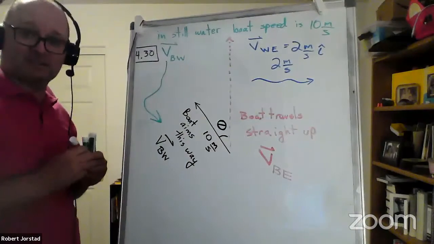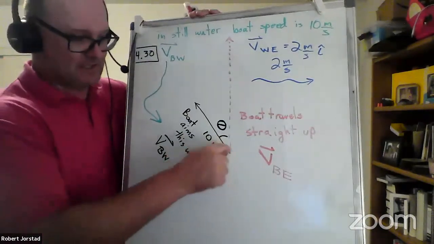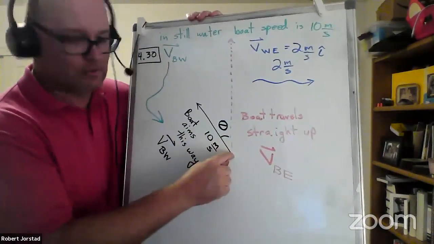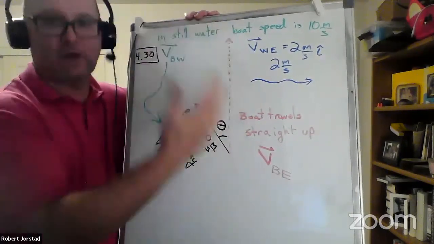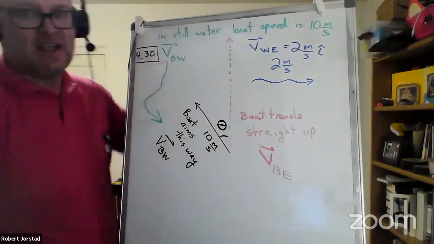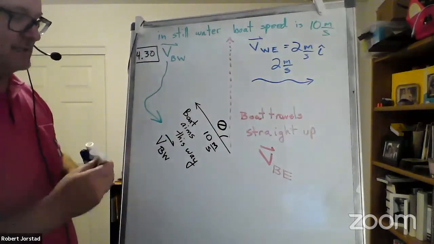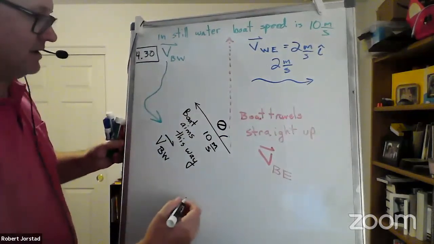That should be the velocity of the boat relative to the water. No, the boat relative to the earth. Yes, and that is our goal. If you're standing on the shore here, you want to get straight over to the other side. You want to move straight up relative to the earth. And now at this point, it's easy, sort of.